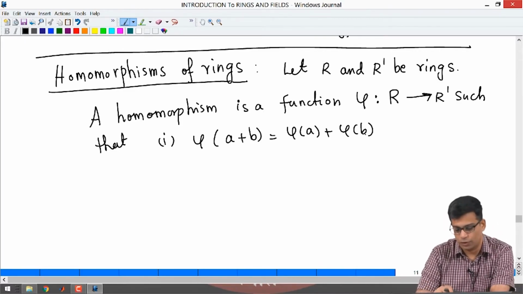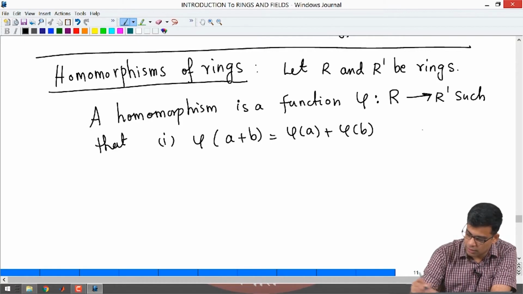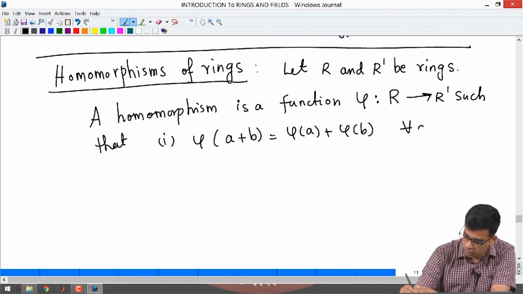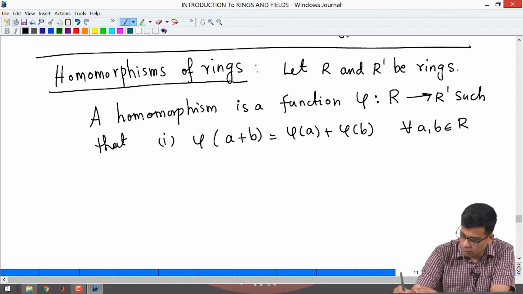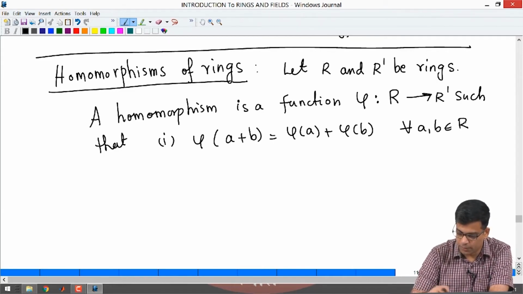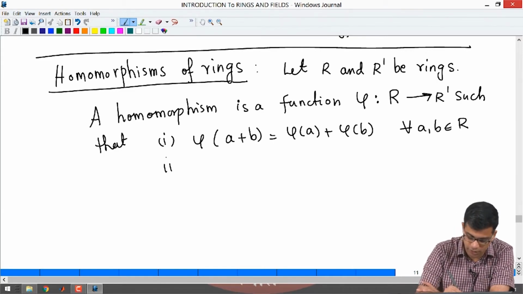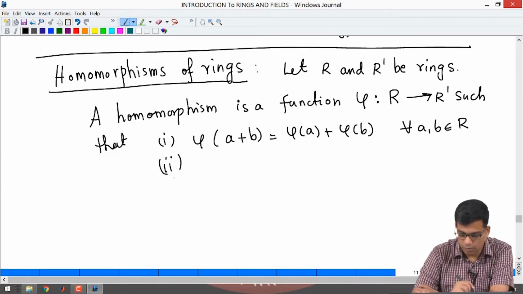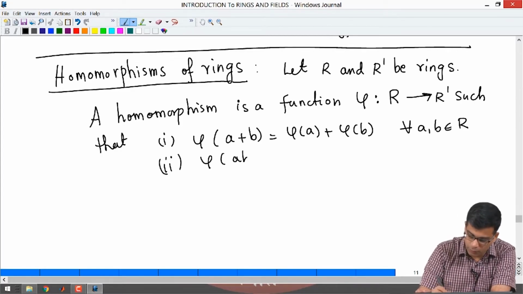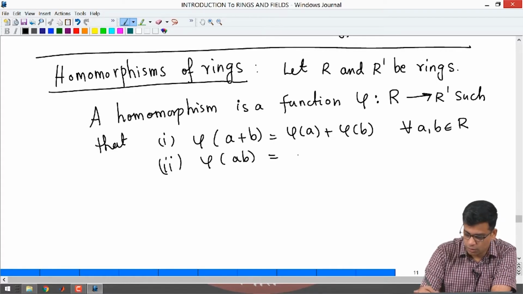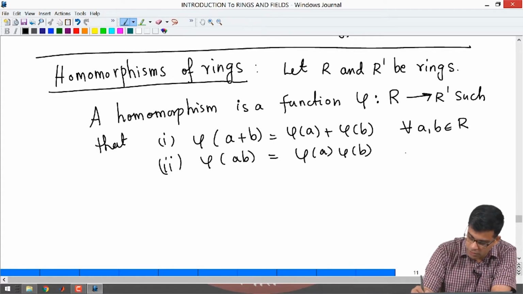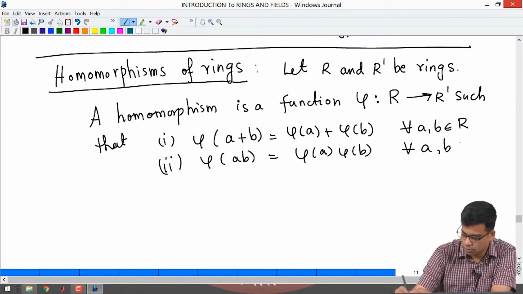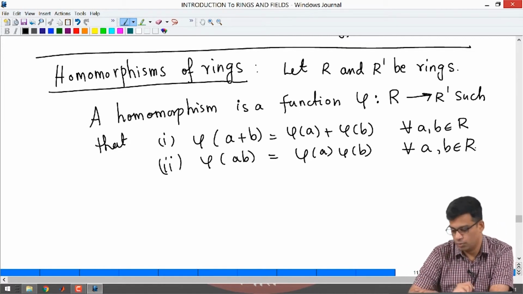If you take two elements in the ring R, for all A, B in R, phi of A plus B should be phi of A plus phi of B. The second property is, if you multiply them first in R and then take the image, that should be the same as taking the image and then multiplying inside R prime.